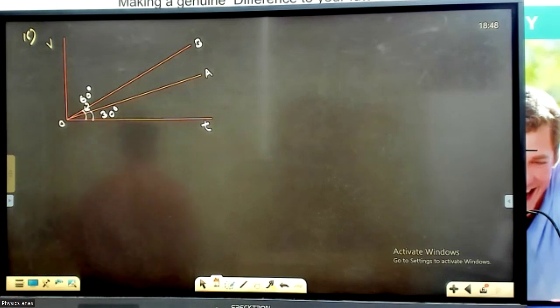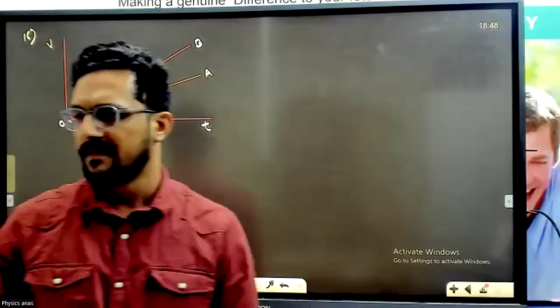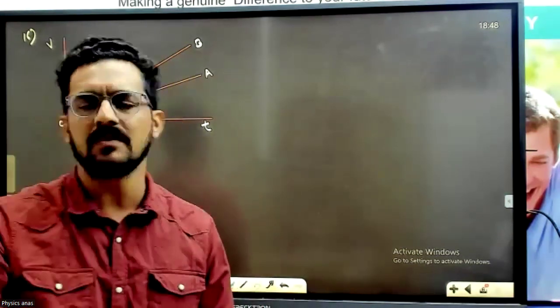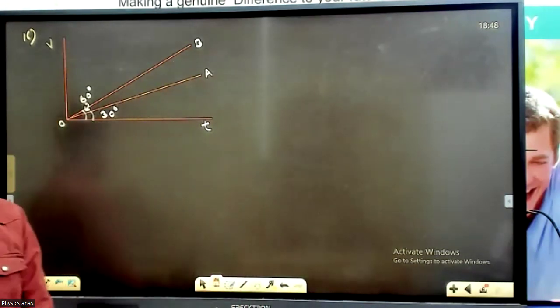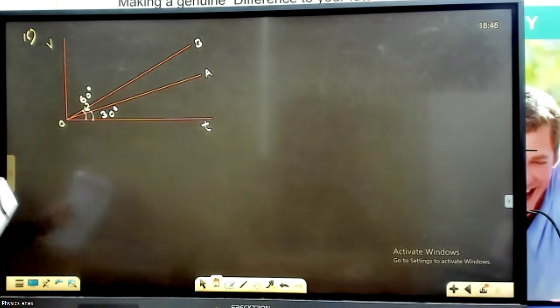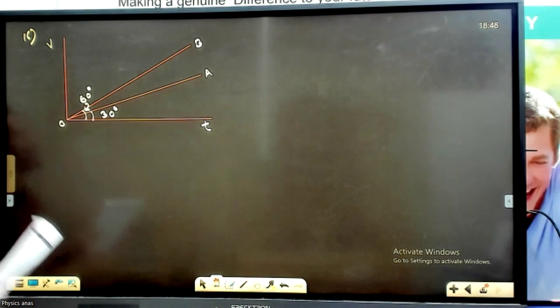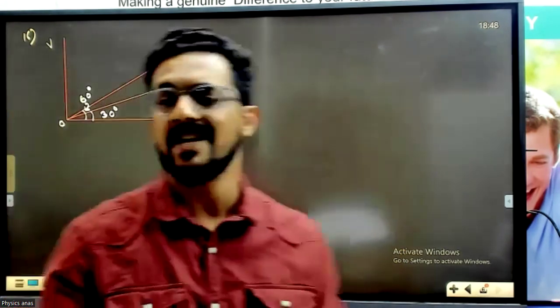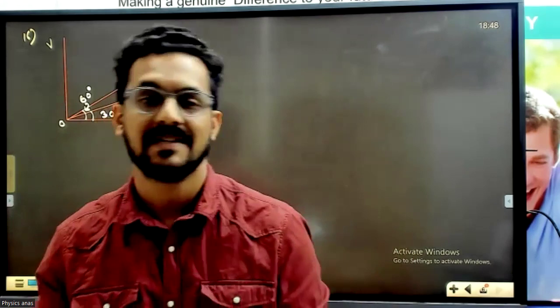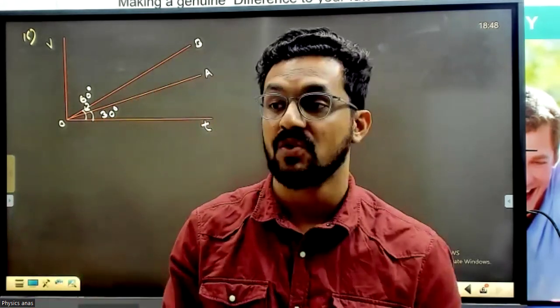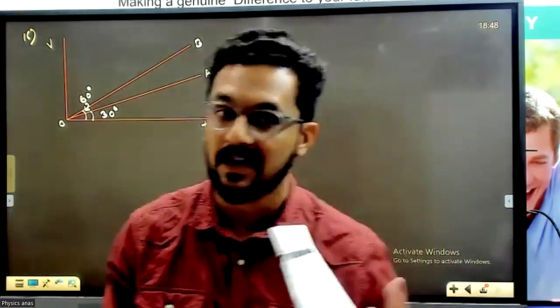I just called it A and B. It is not given in the question. Then, find the ratio of their acceleration. That is the question.